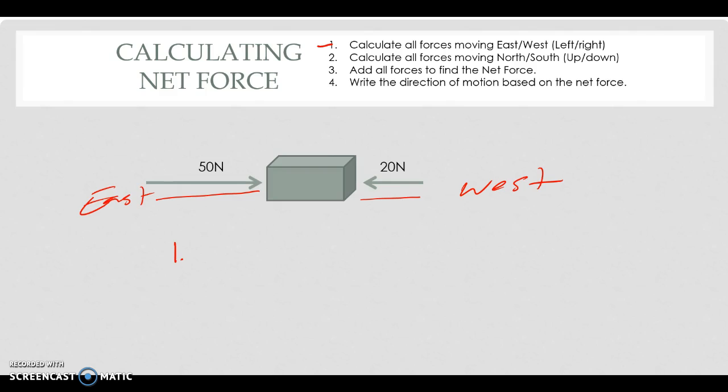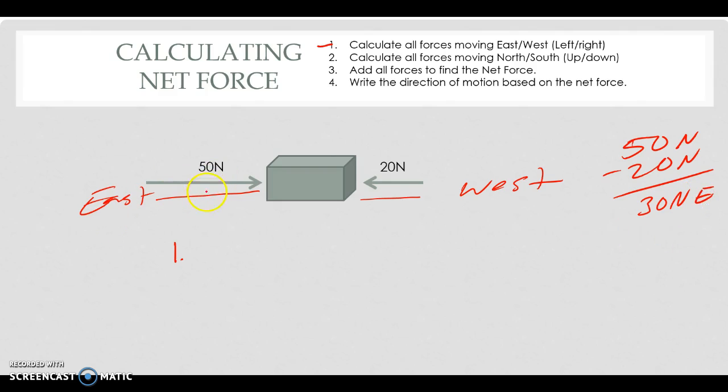And it's a very simple answer. I add them together if they're working together. I subtract them if they're working against each other. In this case, since they're moving different directions, they're working against each other. So 50 minus 20 newtons leaves us with 30 newtons, and those are pointing to the east.